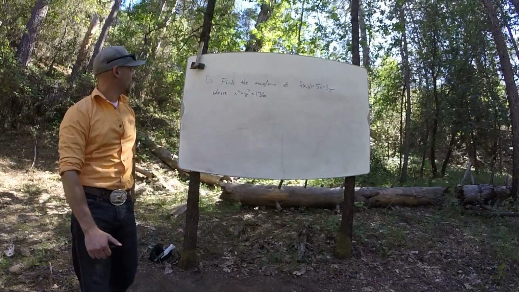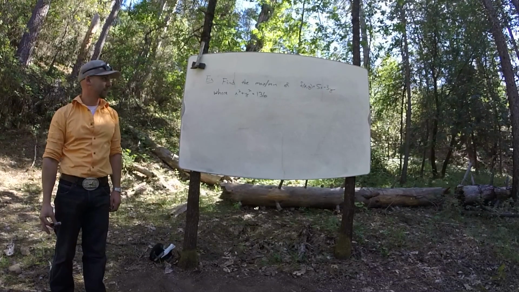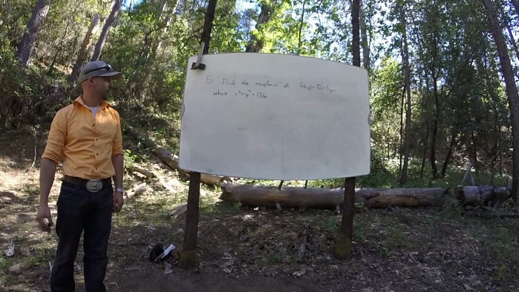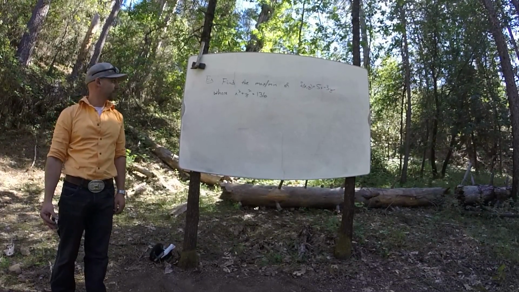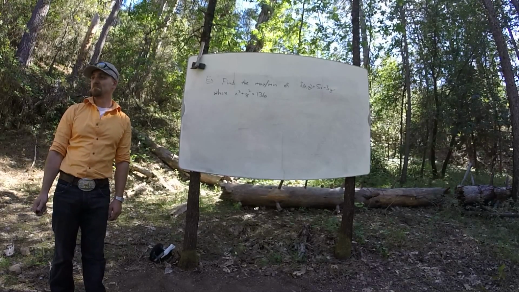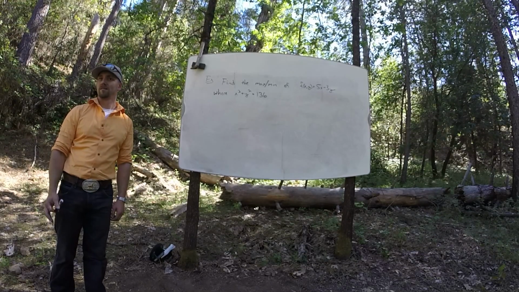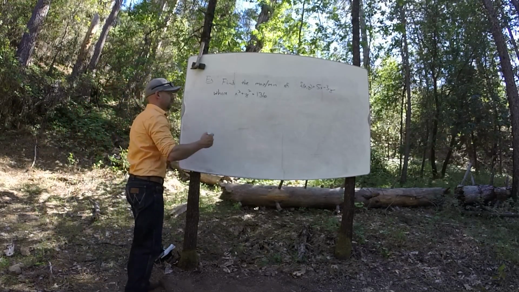Alright, so let's see if we can find the max and min of f(x, y) = 5x - 3y, where x squared plus y squared is 136. How would I start this? Find the gradient of the r squared.